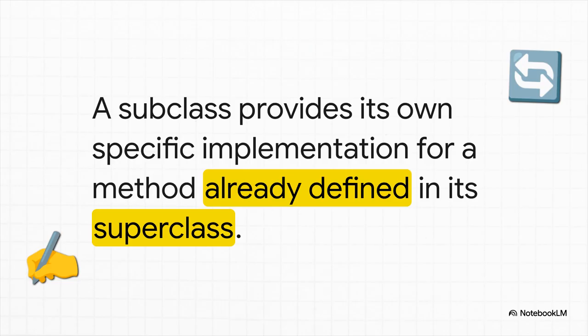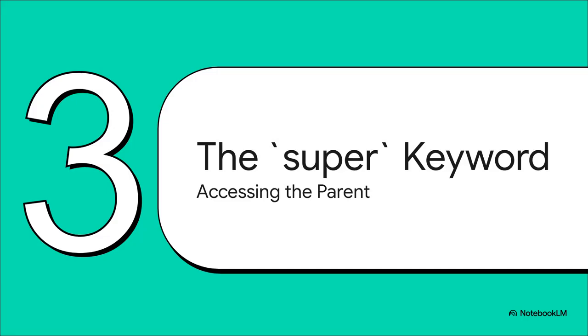Now, when you call eat on a dog object, Java uses the more specific eating bread version, not the generic one. It's pretty smart. Okay, so you can override a method, but what if you don't want to completely replace the parent's version? What if you just want to add to it? Well, that's exactly where the super keyword comes in.